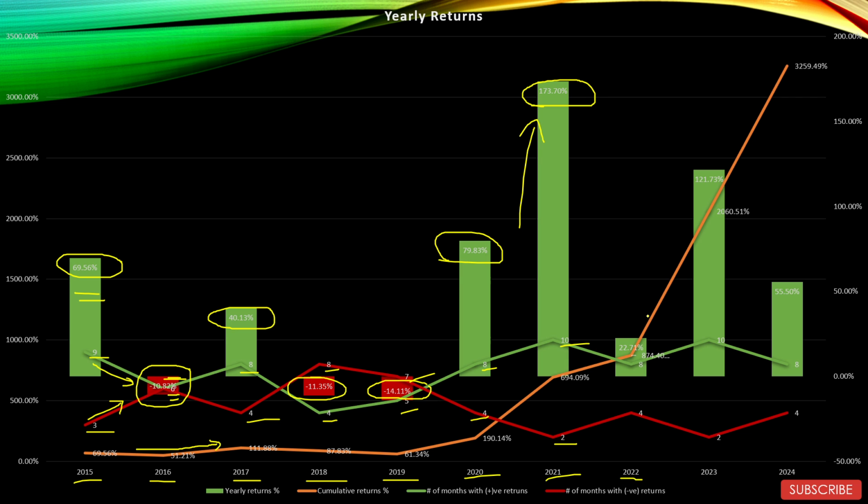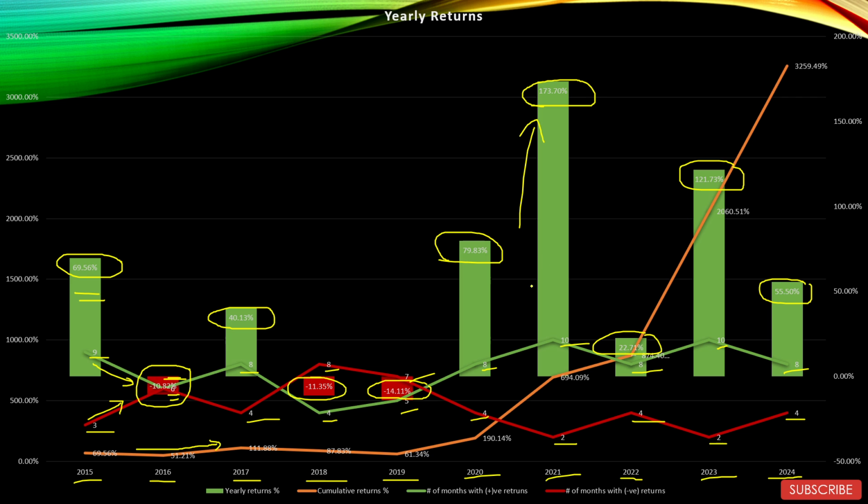In 2022, the sector gave muted returns of 22.71% with 8 positive months and 4 negative months. 2023 again was a very good year for this sector as the sector managed to give returns of 121.73% with 10 positive months and only 2 negative months. And 2024 again was a very good year for the sector, and the sector managed to give returns of 55.50% in that year with 8 positive months and only 4 negative months.